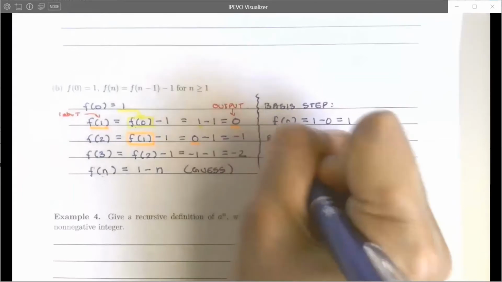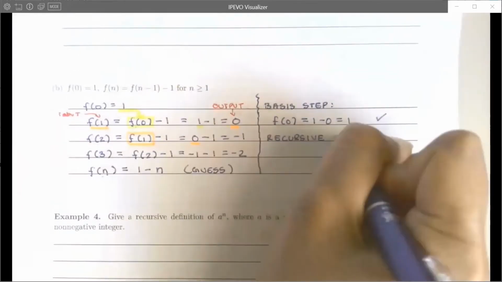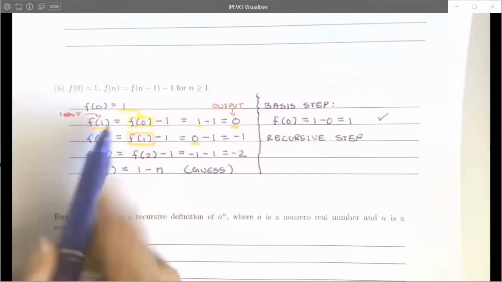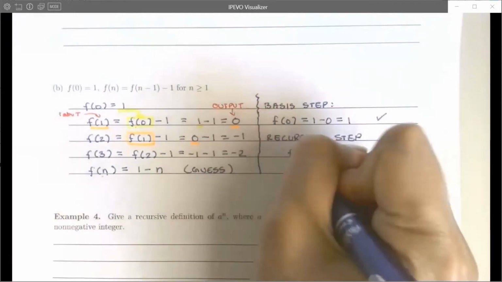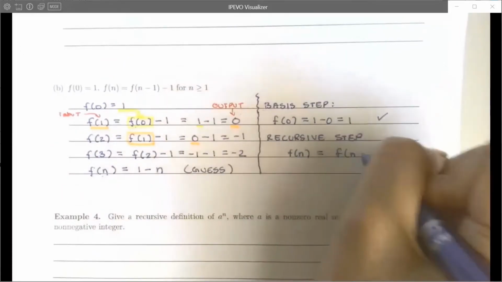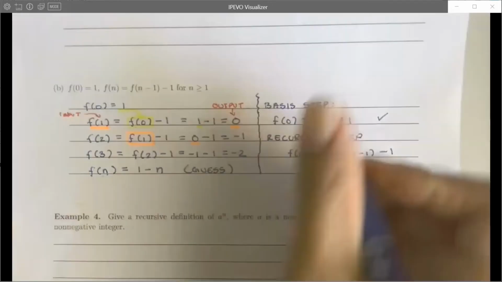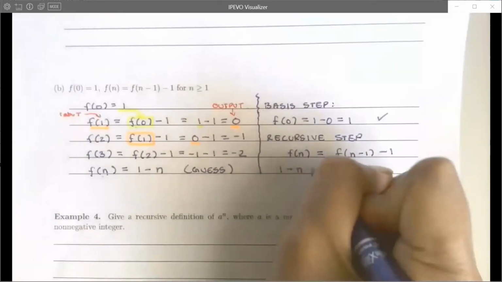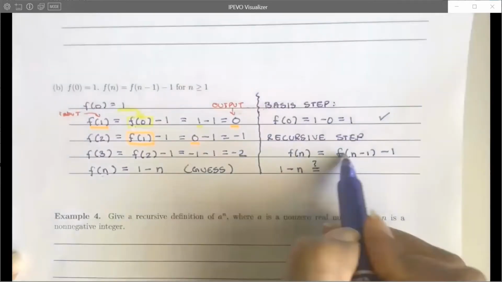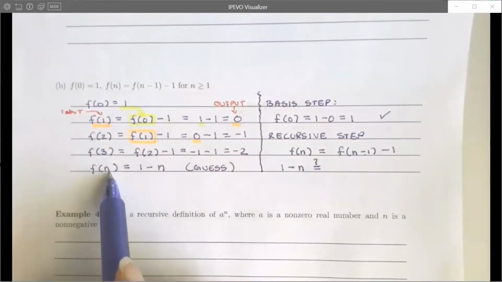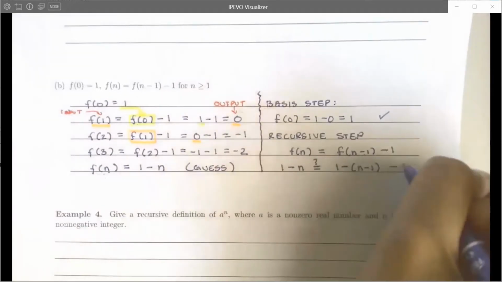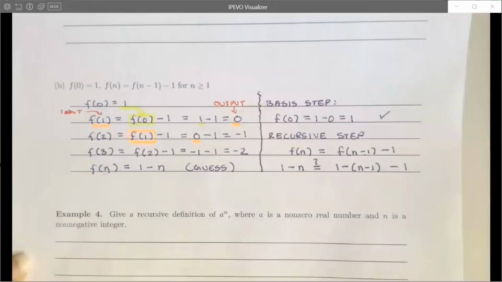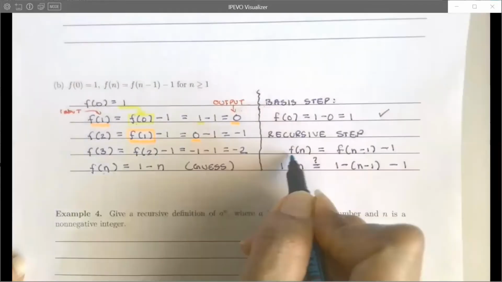And then for the recursive step, I'm going to replace f of n with my guess. I have 1 minus n, and actually let me just rewrite the recursive step down here so that it's clear what we're doing. I'm just replacing f of n with the definition. So I get 1 minus n. Is it true that that will be equal to f evaluated at n minus 1? So f evaluated at n minus 1 in my formula would mean that I would have a 1 minus n minus 1, so 1 minus n minus 1, and then I have to bring down this minus 1. So just so that it's clear, this is this.